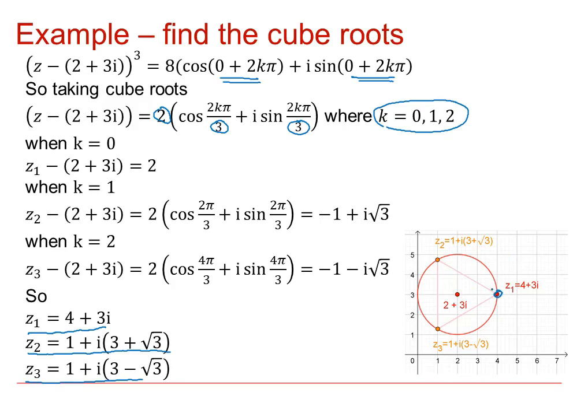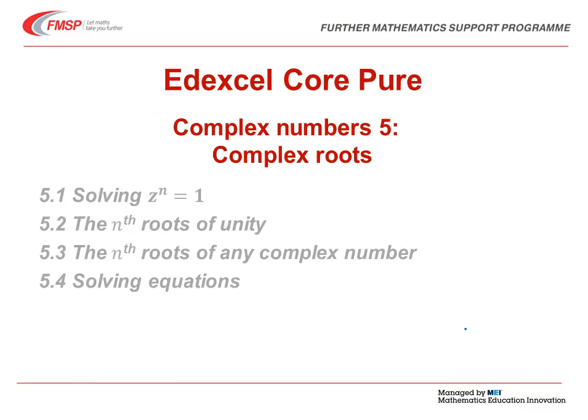So there's the original value for z, there's the centre of the circle, and now we have the 2 extra solutions to the problem. And that brings us to the end of Complex Numbers 5.